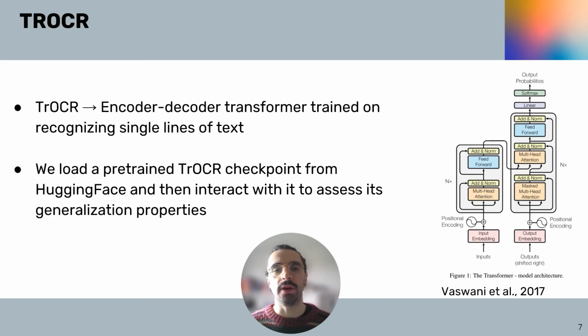If we have a look at their libraries, we can notice that there's one model that is perfect for our purpose. It's the TrOCR model, that is, an image transformer encoder and an autoregressive text transformer decoder to perform optical character recognition. That's exactly what we need. In this section, we load a pre-trained TrOCR and we interact with it to assess its generalization capabilities.